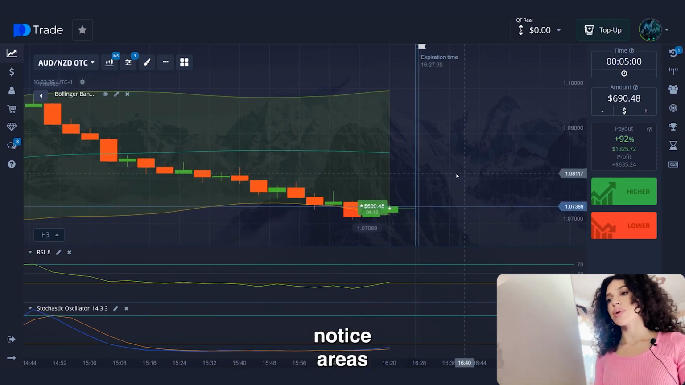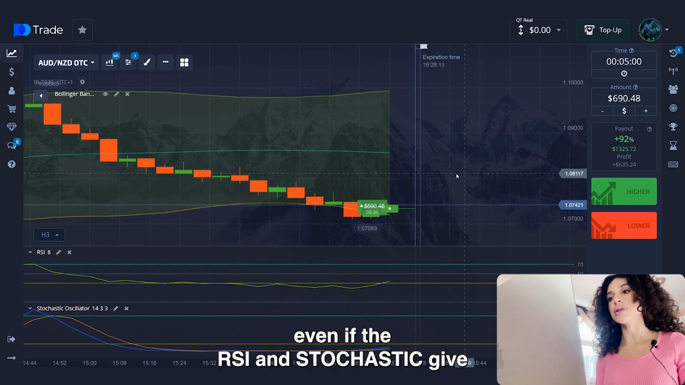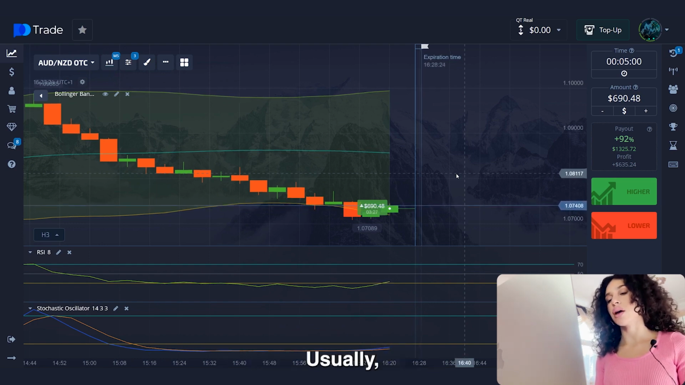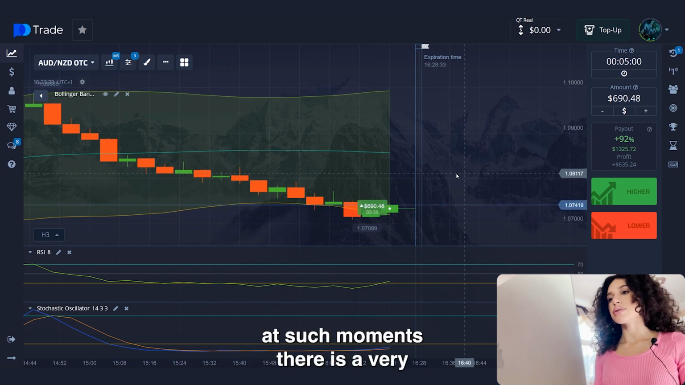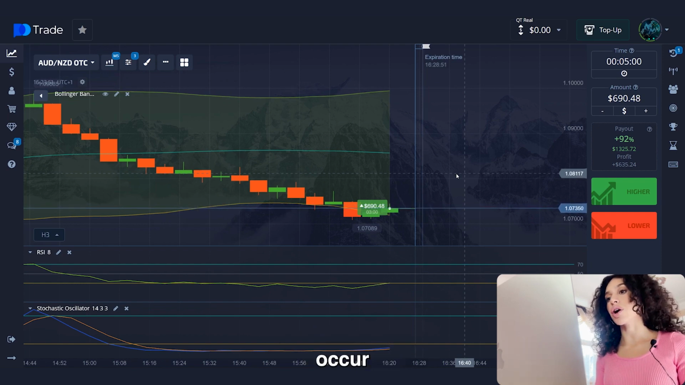Sometimes when working, you may notice areas where the chart has been outside of Bollinger Bands for a long time. I recommend not to take into account such situations, even if the RSI and stochastic give a signal. Usually at such moments, there is a very strong trend in the market. It's difficult to predict when a reversal will occur and the chart will return to the limits of the indicator.